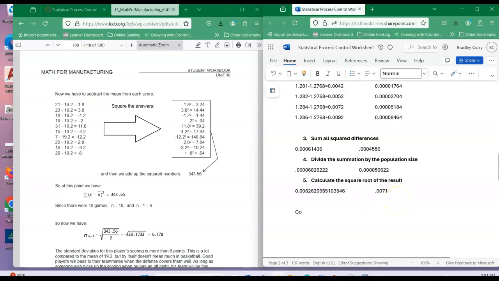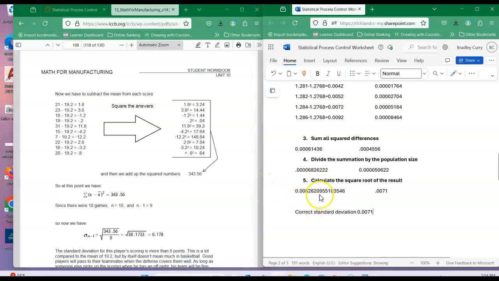Your correct standard deviation here, as you take a look at this, is 0.007 thousandths and a tenth. That is the actual correct standard deviation. So if you got that, you did everything with your calculations correctly. If you didn't get that, go back through and double check and see what you did.